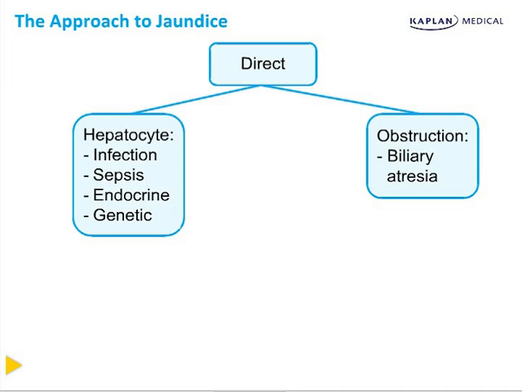And the two differentiations we see: hepatocyte, so infection, sepsis, endocrine and genetic abnormalities, these can all affect the hepatocytes in such a way that they don't move bilirubin from the cells and into the ducts appropriately. This is different from obstruction. A non-septic looking baby that comes in with ridiculously high bilirubins, particularly with a direct fraction, you worry about biliary atresia.